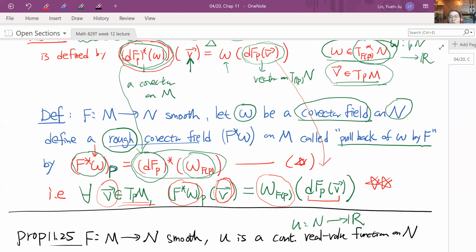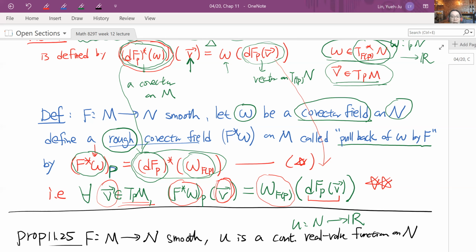So essentially from this definition, you can see that since there's no ambiguity of which point you should pull back from, a covector field will always pull back to a covector field. It's definitely a well-defined definition. So we don't really need to require, for example, the map F to be a diffeomorphism. There's no need. The only thing you need to require is being a smooth map. That's why it's less restrictive compared with the push forward.